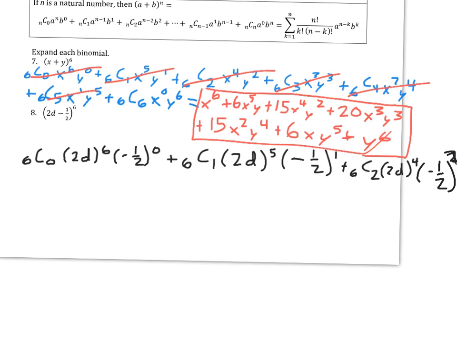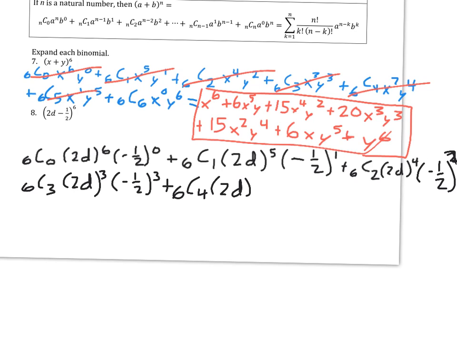Next, we did 6c2, so now we're at 6c3. The number of 2d's going down, so now we have 3 of those, and we have 3 of those. Remember, the total exponent always has to be the exponent in the problem, so it is 6. Next is 6c4, 2d. We want 2 of those, negative 1/2, 4 of those.